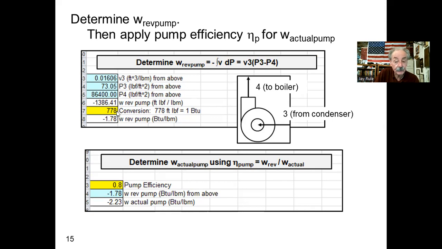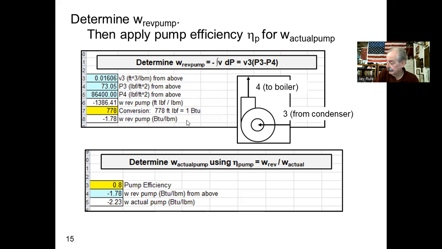I've got to apply my conversion factor that I know, 778 foot-pounds force equals 1 BTU. And so finally, the reversible work of the pump is negative 1.78 BTUs per pound.